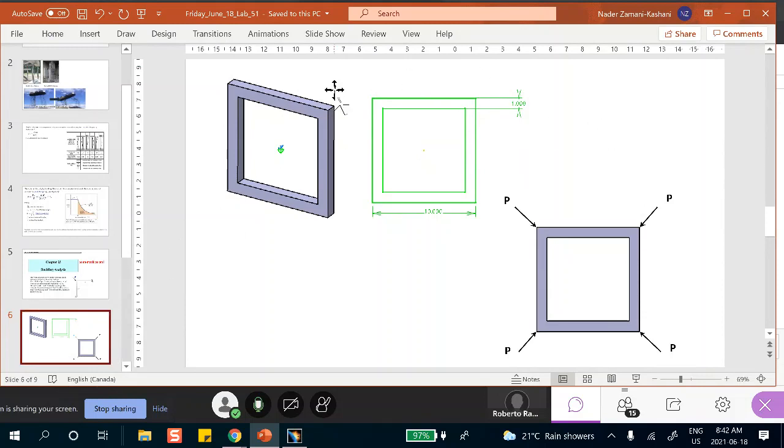Because when you load this structure like this, it will buckle, but not necessarily in this mode. It will buckle out of plane first, and that may or may not be of interest to you. If it's of interest to you and you made the assumption that a plane of symmetry is applied, so it does not go out of the plane, obviously that's wrong.